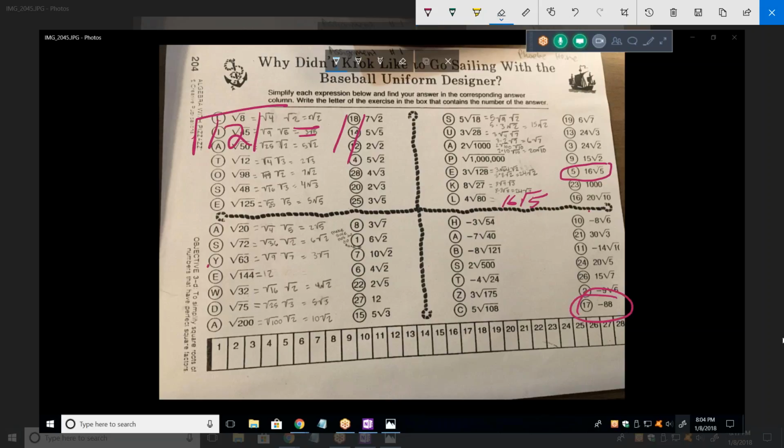Okay. Let's look at the next one. Again, just set the 2 aside and deal with what's inside the radical. So the square root of 500. What's going to be a good way to break that down? 5 times 100? Yeah, and you put the perfect square number first, which is the 100, and you put the non-perfect square number next. Now what's the square root of 100? 10. What's the answer?